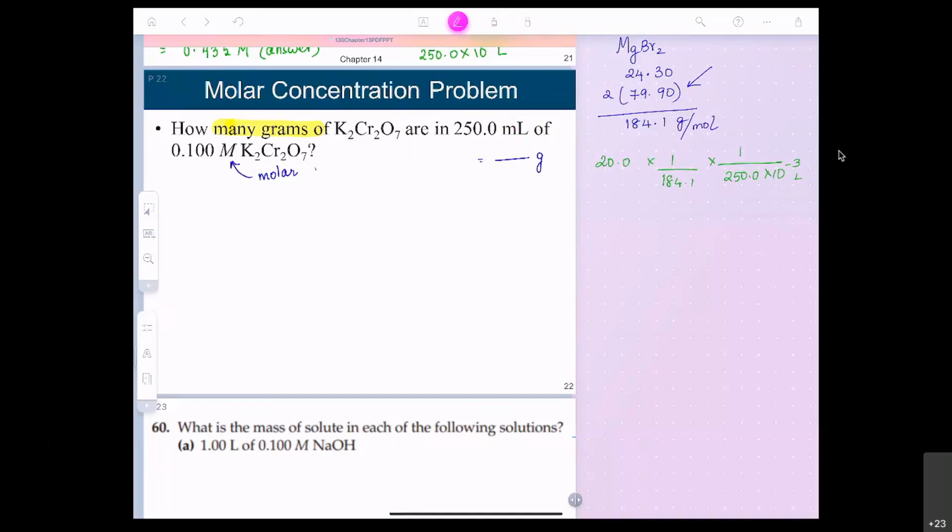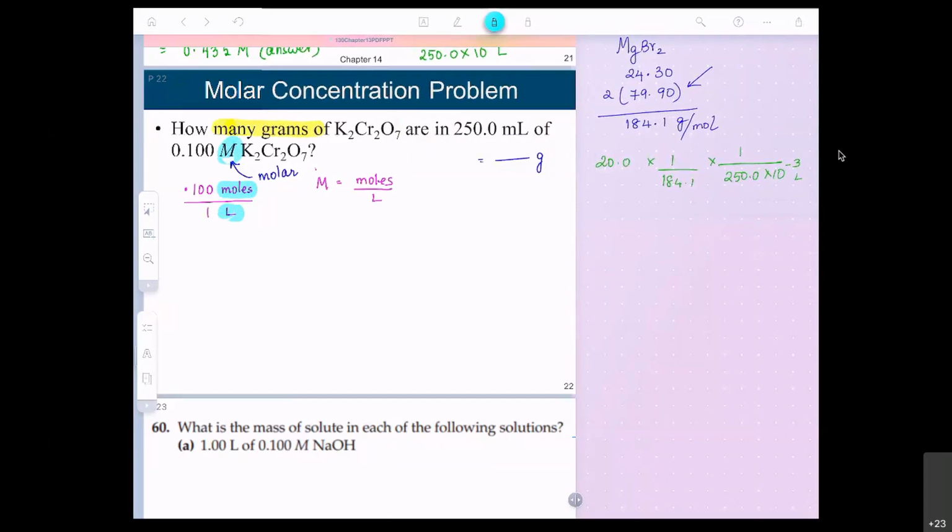What we want to do is first understand what 0.100 molar means. What that means is you've got 0.100 moles of potassium dichromate in 1 liter of the solution. Why is that? Because M is moles over liter. It's the same thing. So what I've done here is a very simple thing. I've just replaced the capital M with moles over liter. That's all I've done.